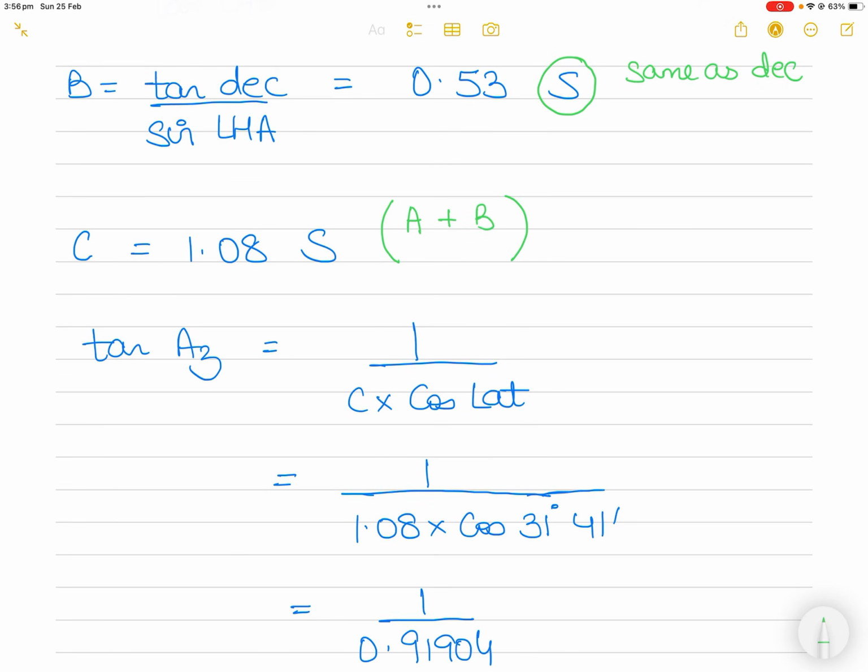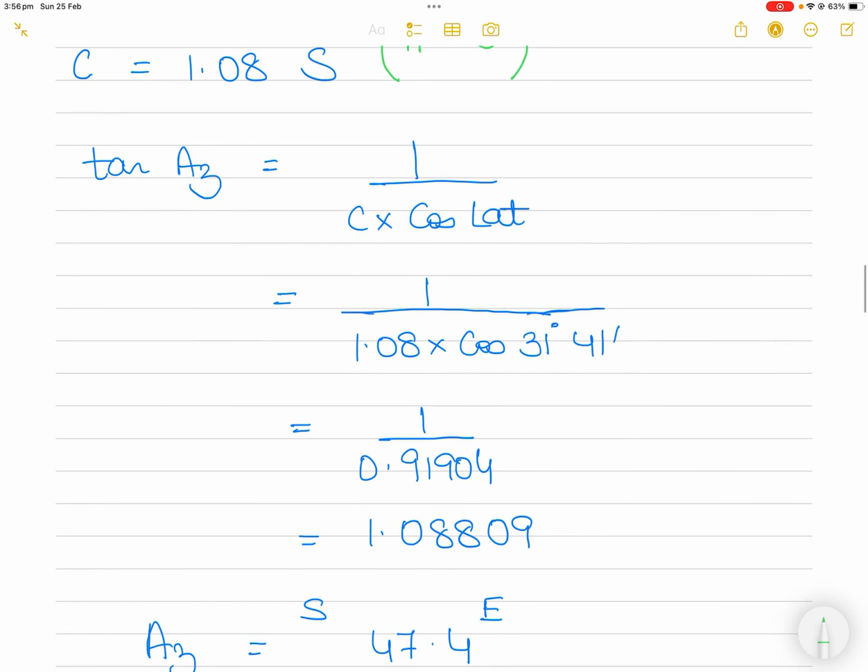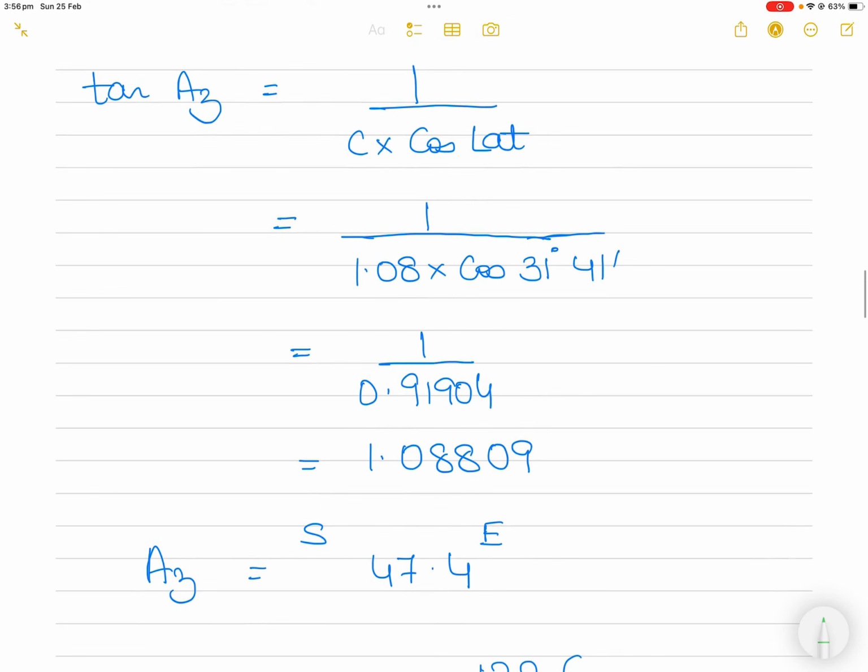Then tan azimuth is equal to 1 divided by C times cos lat. Put the value of C, 1.08 and cos lat. You know already how to do that. Check the values as I have found out the values. You can see at every stage I write the values. Why do I do that? Because if I make a mistake, then I can retrace my steps and find out exactly where I went wrong.